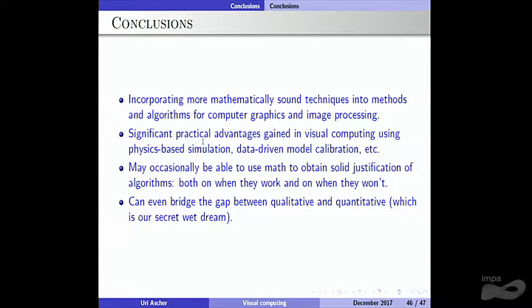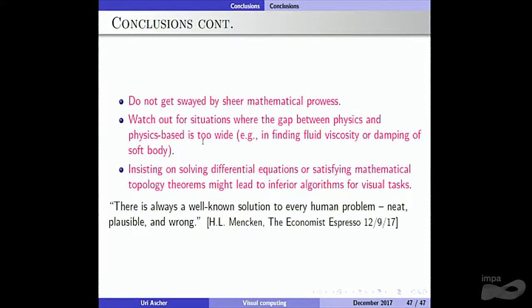Incorporating mathematically sound techniques into methods and algorithms for computer graphics and image processing is becoming more popular. You can write a paper that sounds a bit more like what we are used to reading, and they will read it, which was not true 20 years ago. There are significant advantages gained in this way, and you can sometimes use math to get a solid idea of what you're doing. That has always been very important for me in this area, to bridge the gap between qualitative and quantitative. But you don't want to be hooked by the mathematical prowess and never mind everything else. There's a reason why we do that. We should not forget the reason.